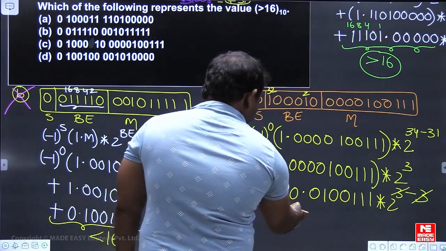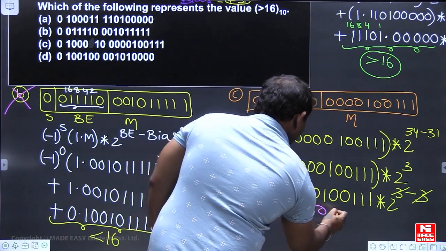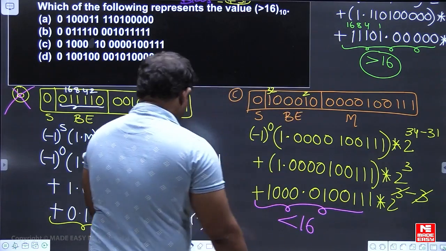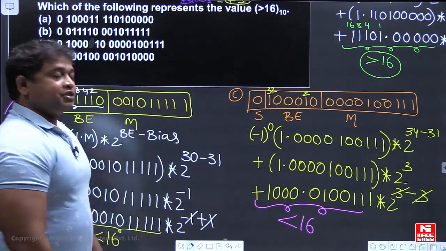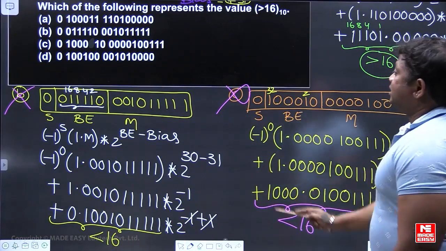So what is this value? This value is less than, this is 8 point something. So this is also less than 16. So we want greater than 16. So this is wrong. Right. So what is the last option?